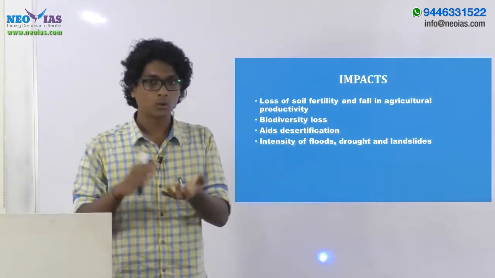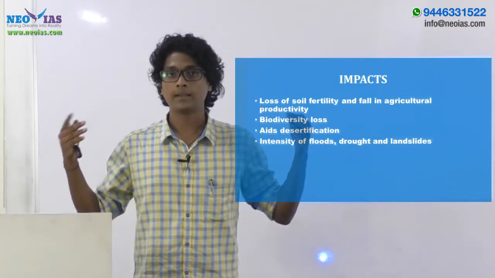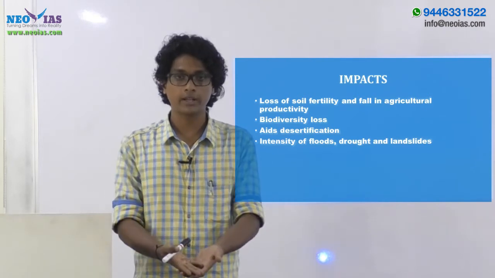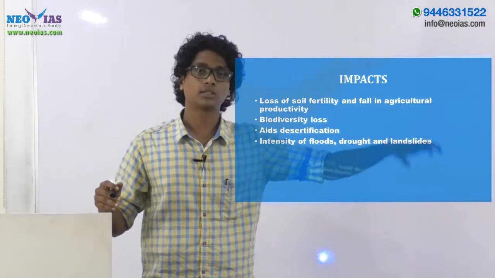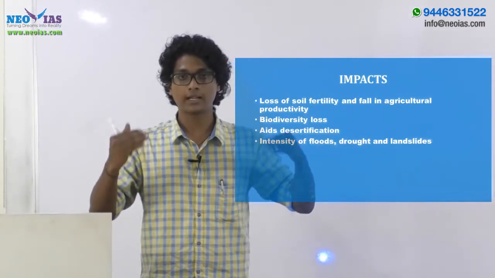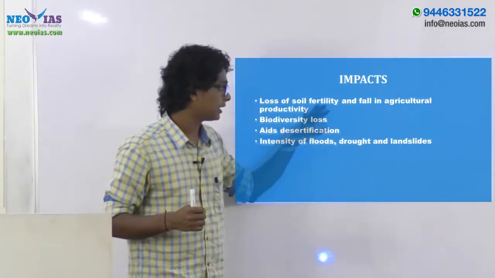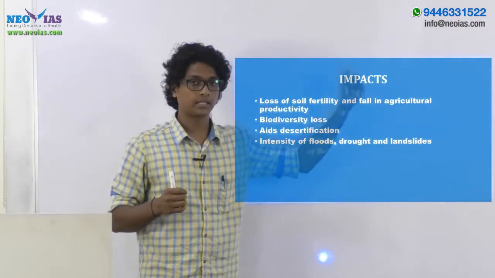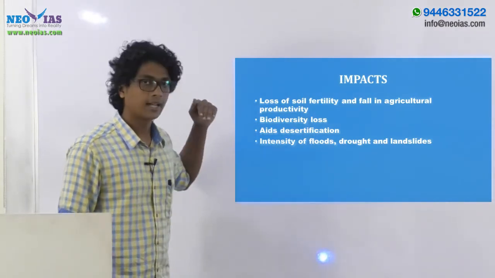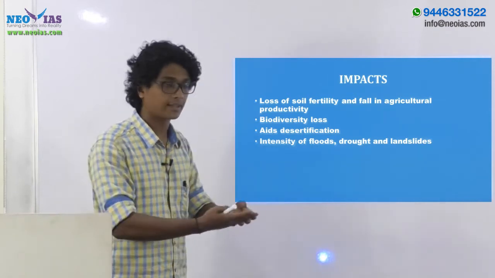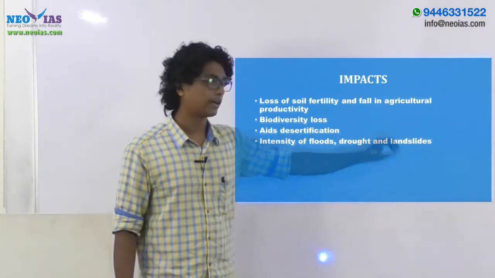Through soil degradation, through erosion, pollution or salinity, the fertility of the soil will be lost, and the nutrient content will be lost. So we will need to use more fertilizers in the soil, and this can again result in soil degradation. The loss of soil fertility will result in a fall in agricultural productivity. Next is biodiversity loss, and it also aids desertification, results in wasteland, and another thing is the intensity of floods, droughts and landslides.